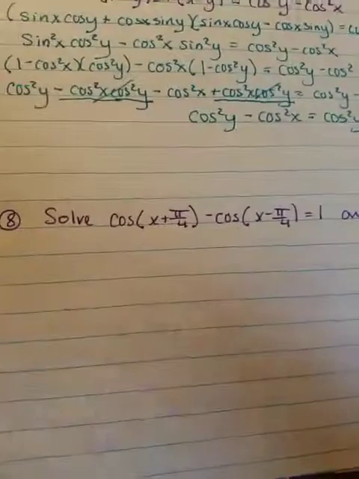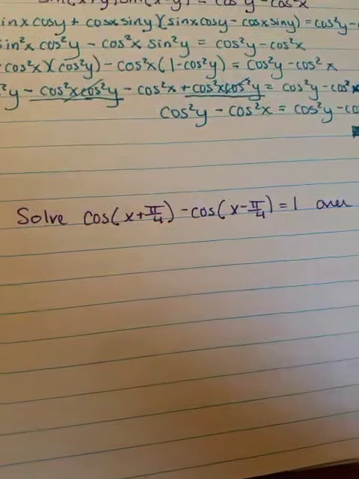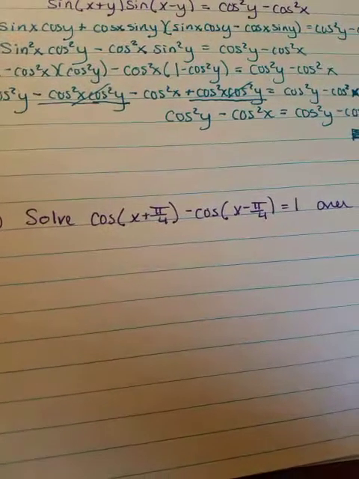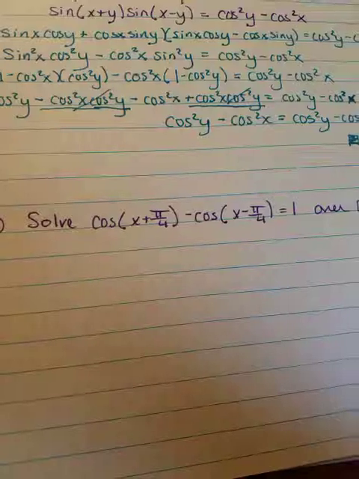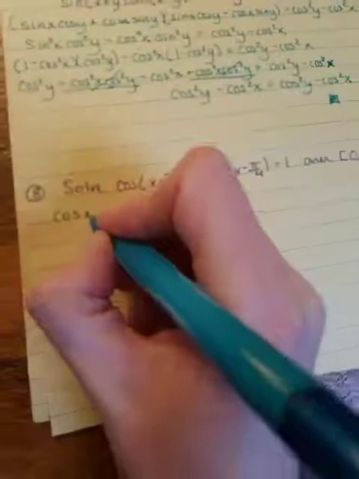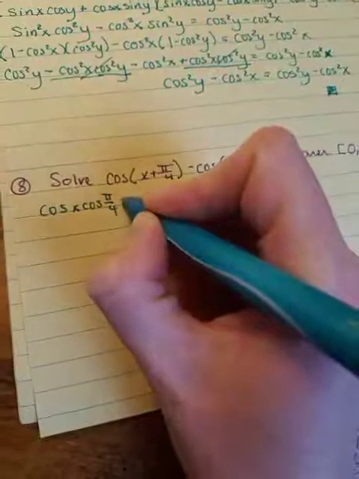There we are. And your last example for you: solve cosine of the quantity x plus pi over 4 minus the cosine of the quantity x minus pi over 4 equals 1. So again, you're going to want to use your sum and difference equations for cosine. So using your first one here, you're going to have the cosine of x, cosine of pi over 4, minus, I can put this in parentheses, sine of x, sine of pi over 4.